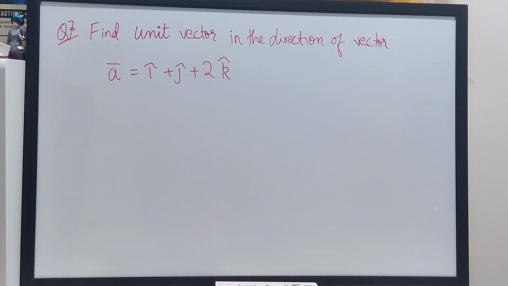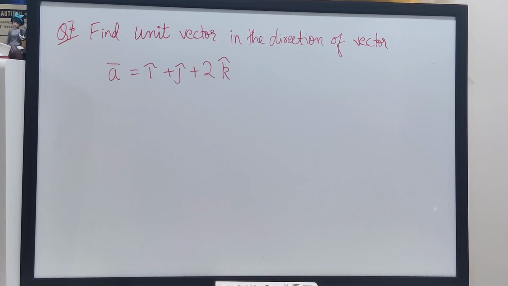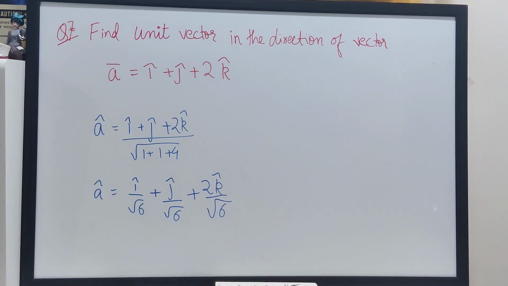Next question, find the unit vector in the direction of vector A, which is i cap plus j cap plus 2k cap. So simply divide it by the magnitude of this vector. This will give you the direction of the vector.